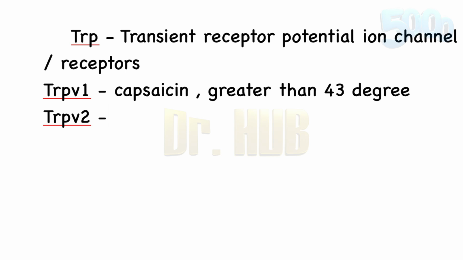TRPV2. Here the temperature is greater than 52. So 2 ends with 2, so 52 is the temperature we are looking at. Then TRPV3. So V3 here is camphor, and the temperature is greater than 35.